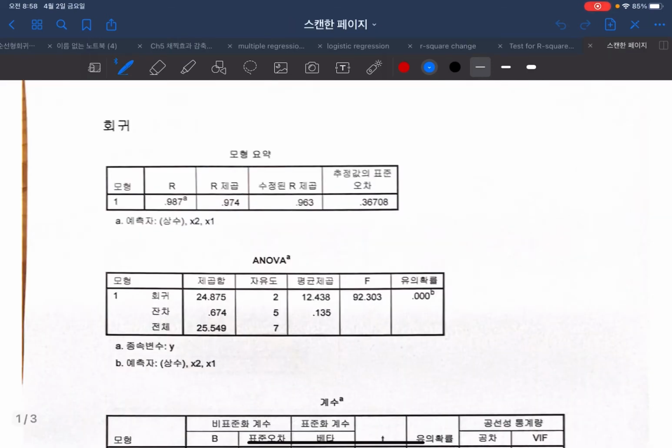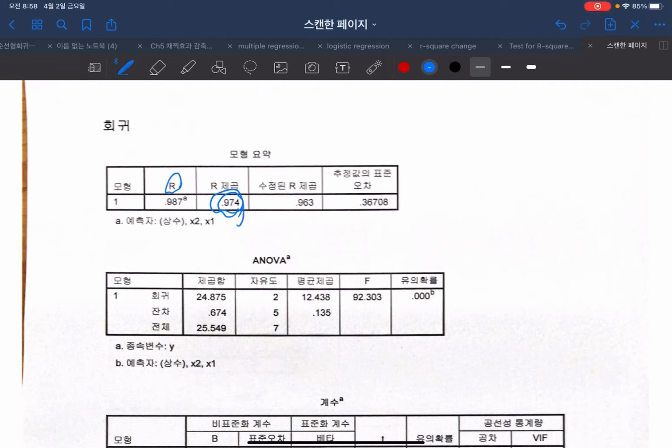So this is the SPSS output. So the first table shows R square, right? R square is in this case 0.974, right? This means what? If you have data on X1 and X2, then you can predict 97.4% of Y, right? So it's pretty good, right? The maximum value is 1, right? R is simply the square root of this, right?